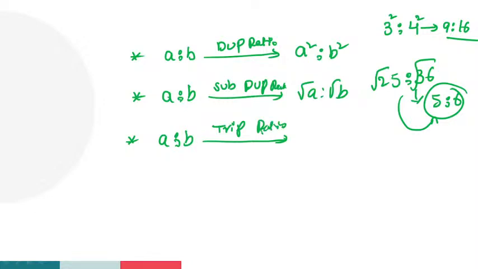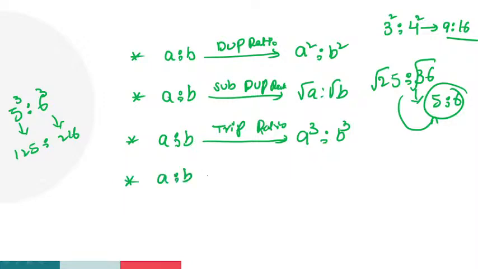A is to B triplicate ratio. Triplicate ratio is A cube is to B cube. For example, 5 is to 6. The triplicate ratio is 5 cube is to 6 cube. 5 cube is how much? 125. 6 cube is how much? 216, guys. Just remember the formula, guys. Here A is to B triplicate ratio is A cube is to B cube.